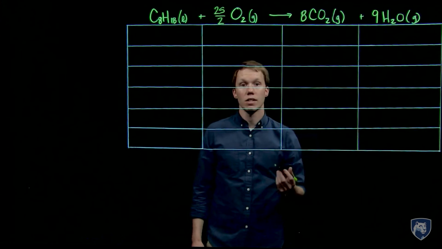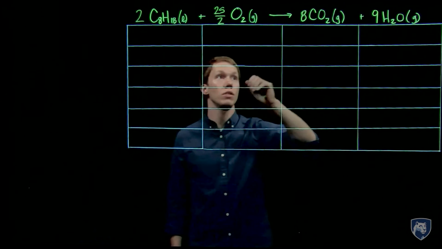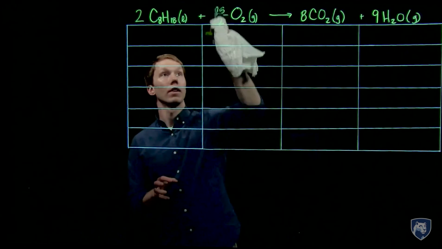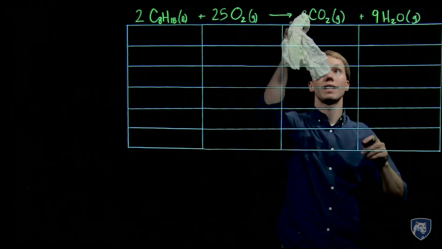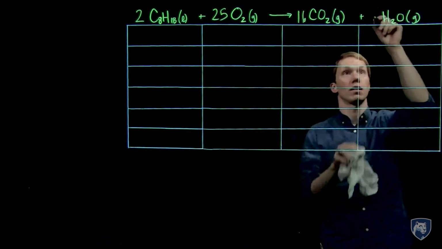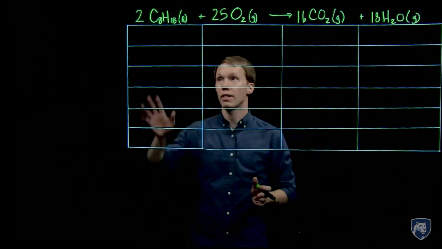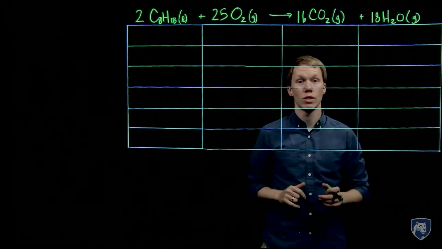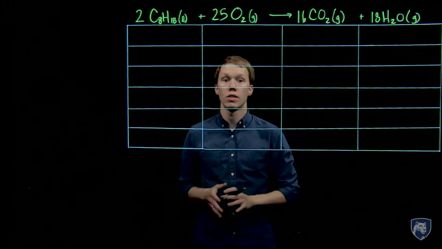Then, in order to get this into the smallest whole number ratios, we would multiply everything by 2. So I'd end up with 2, 25, 16 and 18. So before we even dive into calculating, we know that for every 2 moles of octane, I'm going to produce 16 moles of CO2. So that's a pretty big ratio there, CO2 to octane.